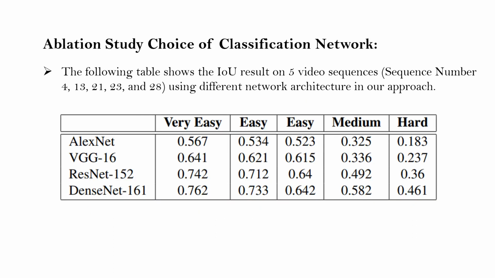We perform one of the ablation experiments by using different networks for 5 sequences from the different categories, namely sequence numbers 4, 13, 21, 23 and 28, which are considered to be very easy, easy, medium and hard respectively, and the results we achieved for the different networks are shown in the table. As we can see, compared to the other networks, DenseNet 161 performs much better.